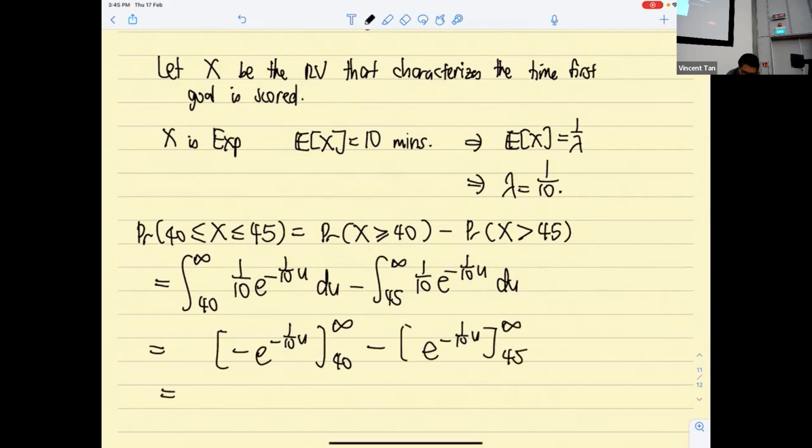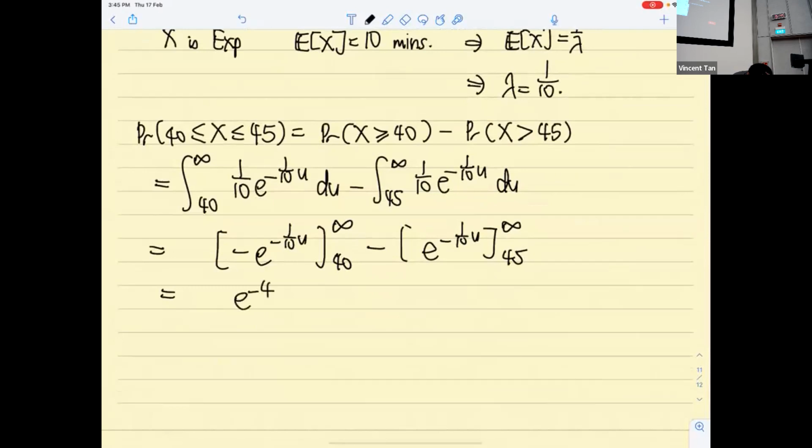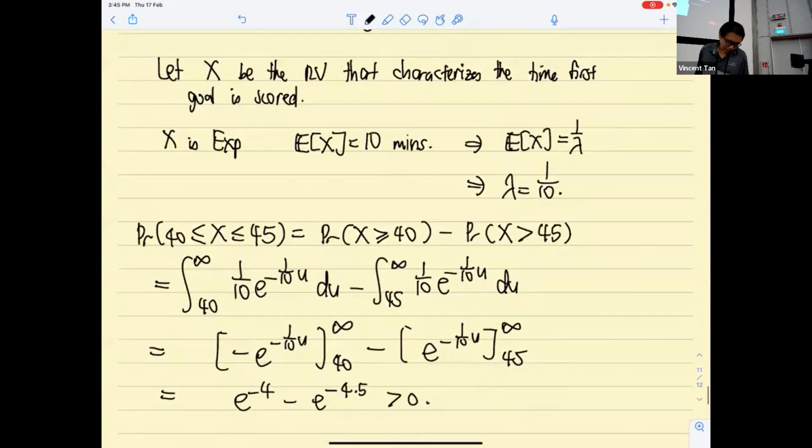After you're all said and done, you have e to the minus 4 minus e to the minus 45 over 10, that is, 4.5. So this is whatever number it is. I didn't press my calculator, but this number is positive, as probabilities must be. So that's the way we unravel the question.